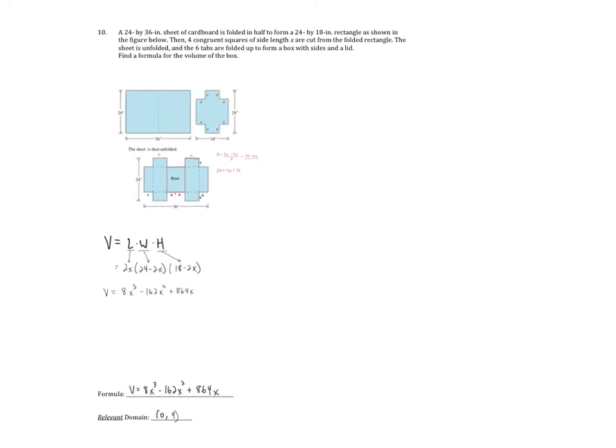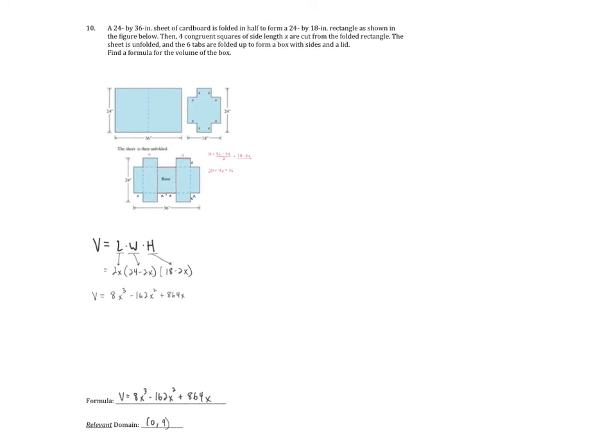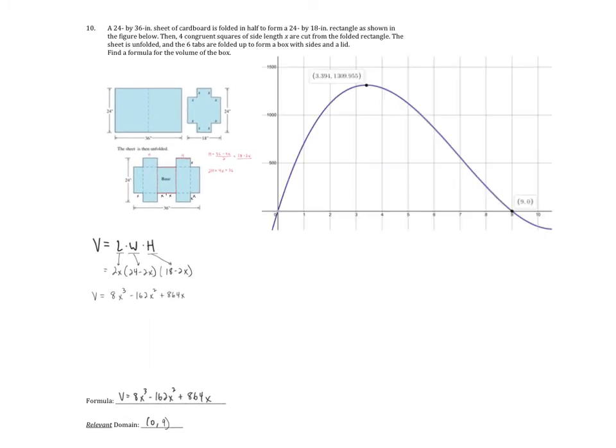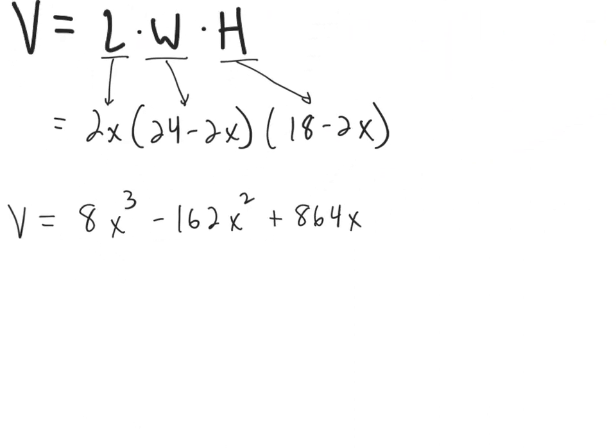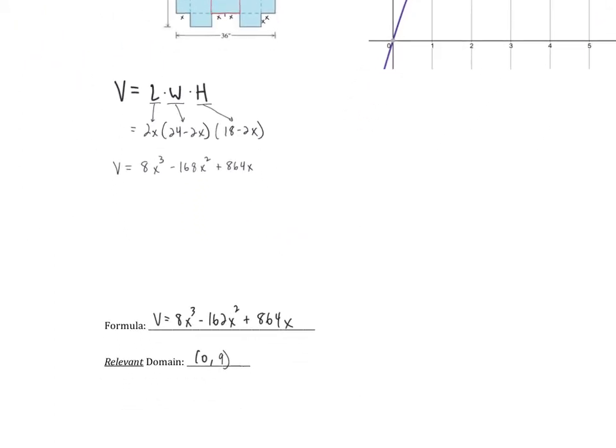Okay, so let's graph this now. For this one, I made a mistake. That should be a 1. Whoops. Okay, that should be 168, and that's what I graphed. Okay, fix this.